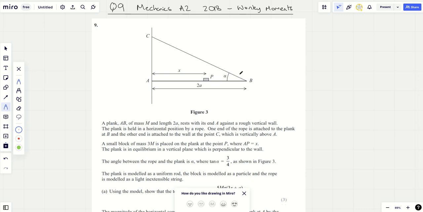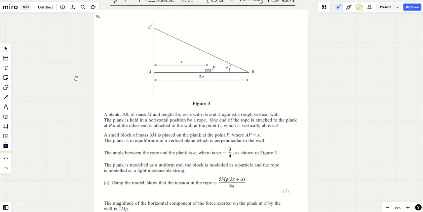But all three of those topics, if you need more questions, go to the old M2 past papers. There's always a wonky moments question, there's always a projectiles question, and there's always a variable acceleration question there. And they're exactly the same style as these kinds of questions. So, without further ado, let's take a look at it.